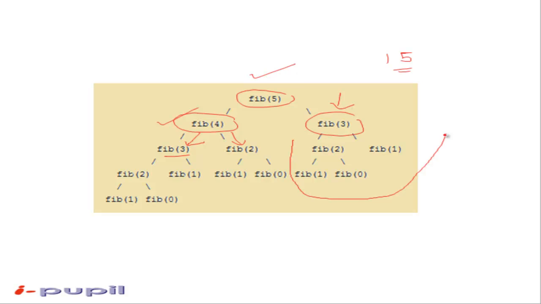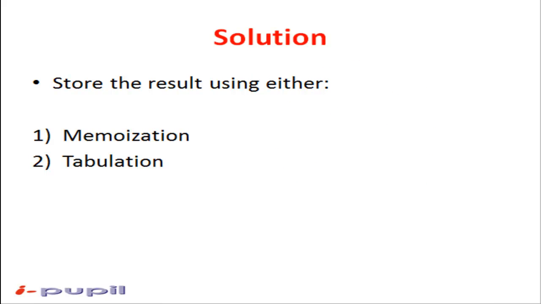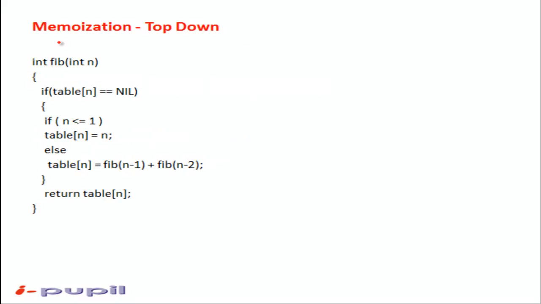All these computations made are redundant, and we would have skipped doing so if we would have stored the Fibonacci of 3. So this is where dynamic programming comes in. Next, we look at how to solve the problem using dynamic programming. We store the result by using either of the following two approaches, that is memoization or tabulation. So first we study the memoization approach to solve our problem.